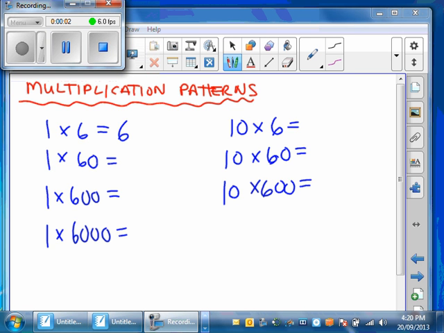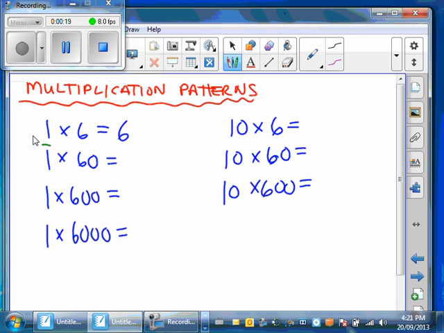Let's take a look at some multiplication patterns. And these multiplication patterns are very important, especially when you are learning how to do matrix multiplication, because we are going to be trying to multiply a lot by tens and hundreds and thousands. So let's take a look at our first one.